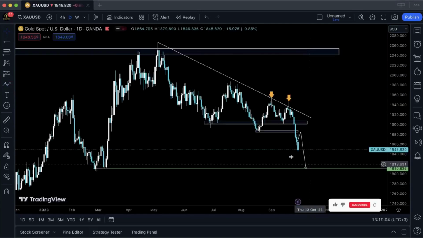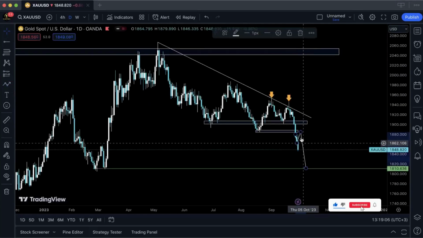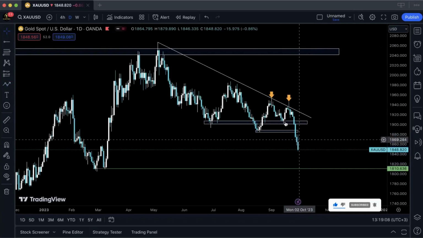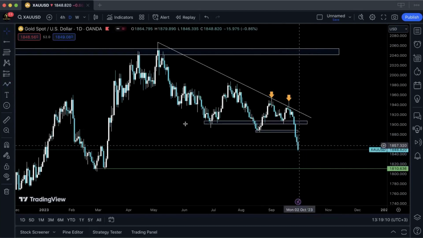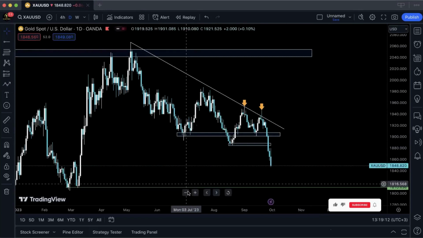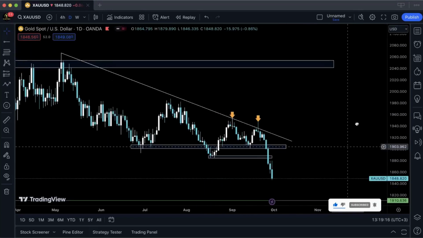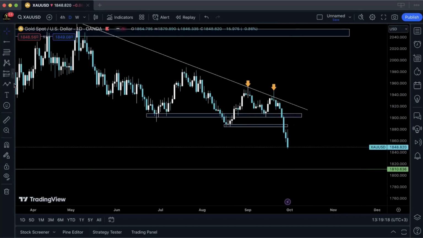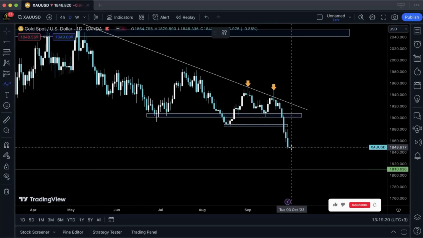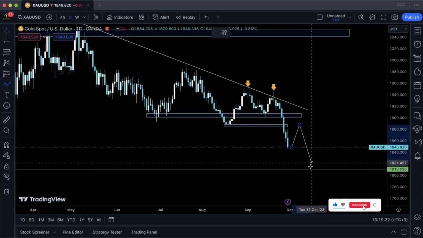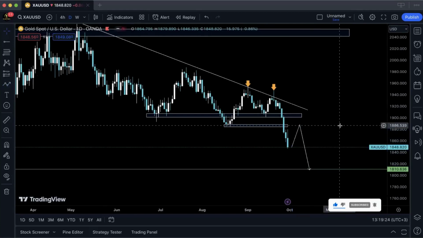Gold, obviously inversely correlated to the US dollar. It was falling like crazy, creating low after low. Obviously the trend is still bearish, we can't deny that, and we are looking to continue with that trend. However, we'll be looking for some kind of a retracement here before we take that move. So that's what I'm anticipating to see happen on gold. So that's as far as the US dollar goes.